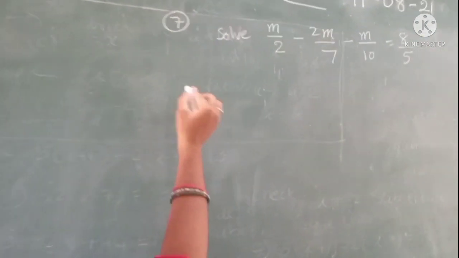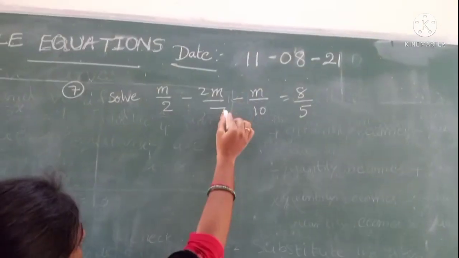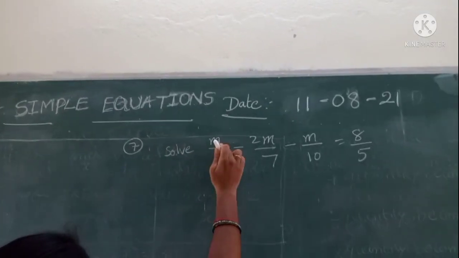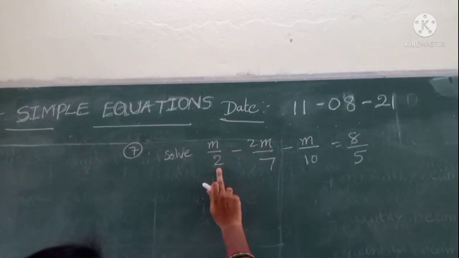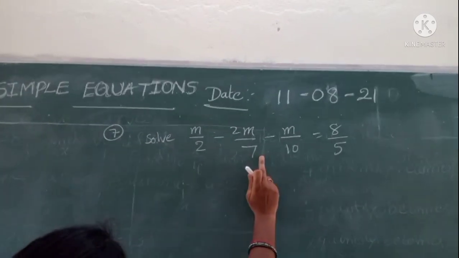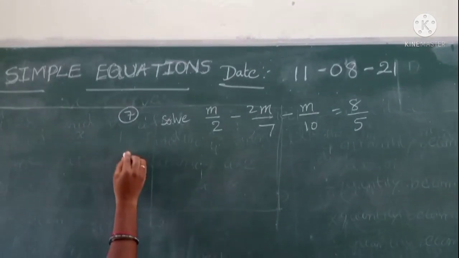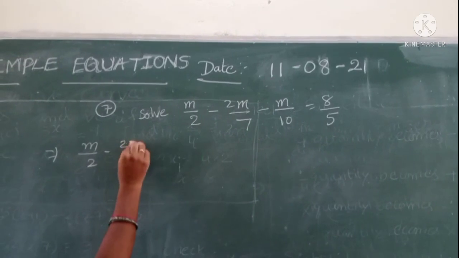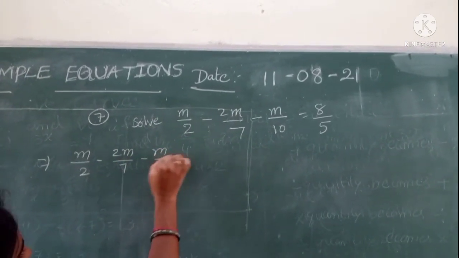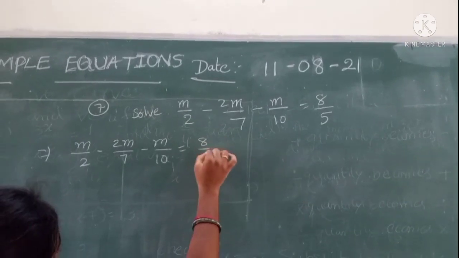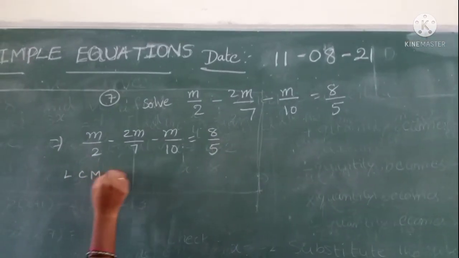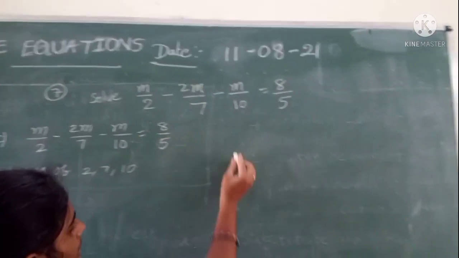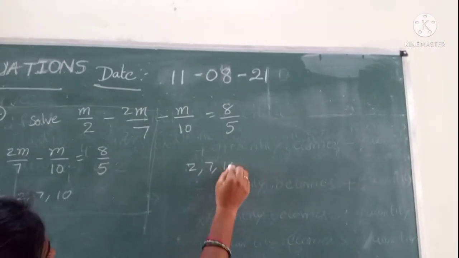Another problem I will tell. m/2 minus 2m/7 minus m/10 equals 8/5. In this sum, the variable is m. So we can find the m value. First of all, LCM. You find the LCM of 2, 7 and 10. I can write the problem again: given problem m/2 minus 2m/7 minus m/10 equals 8/5. First of all, find the LCM of 2, 7 and 10. Children, recall the LCM once.